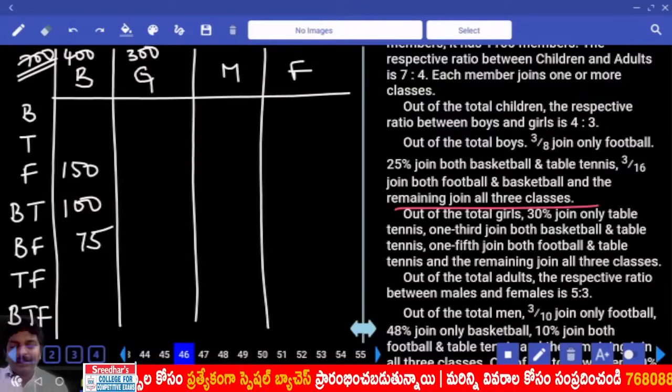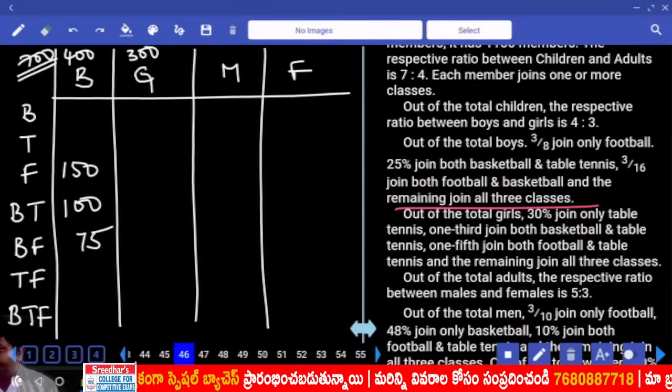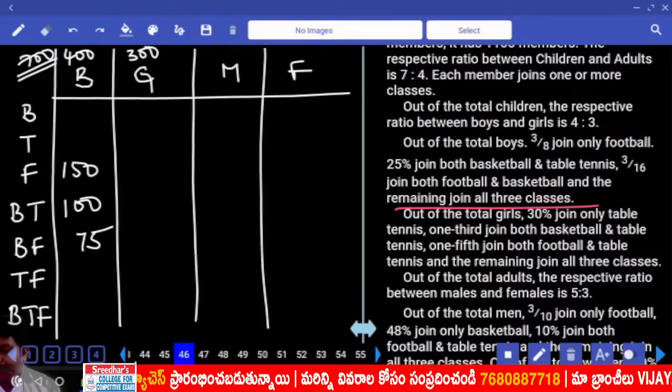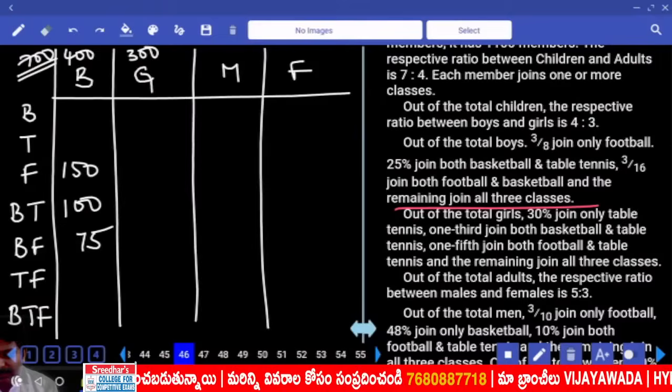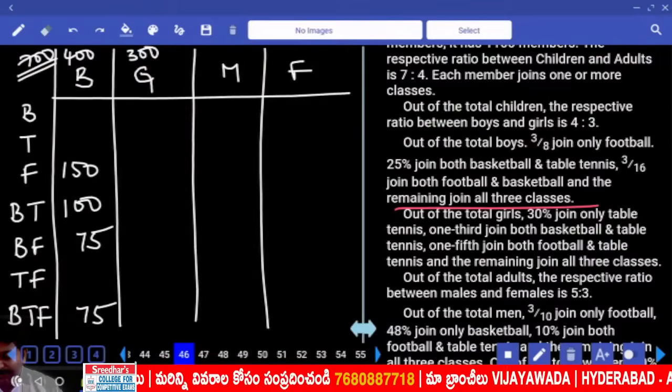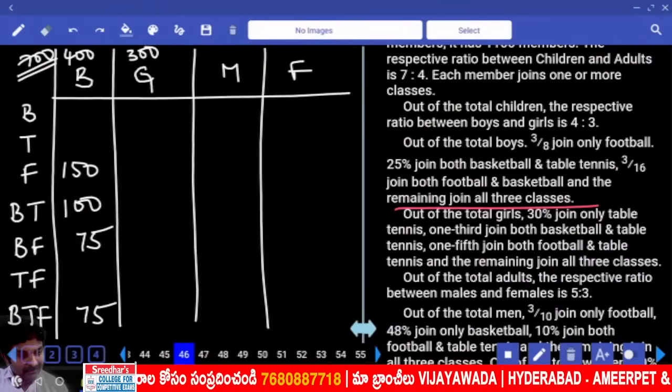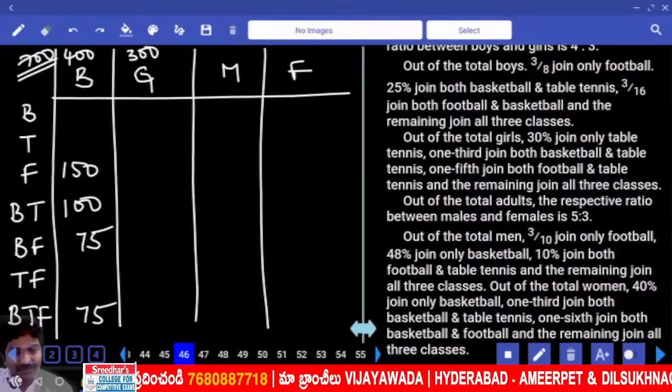And the remaining join all 3 classes. So far, 150, 100, 250, 75, 325, remaining 75, all 3. Boys are over. Now girls.